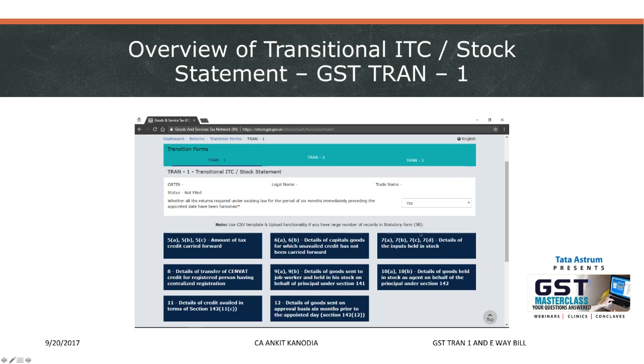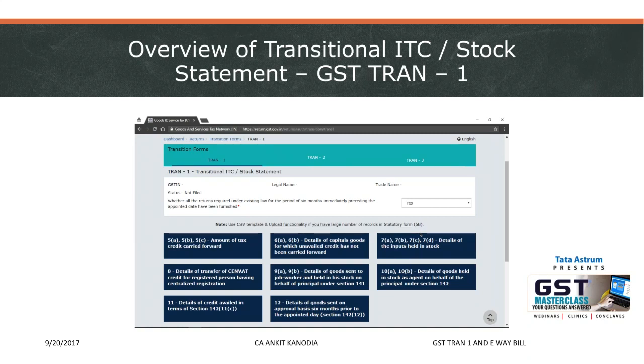Fine. So once this is there, you see there are different boxes available: 5A, 5B, 5C. This 5A is all numericals from 5 up to 12, which denote the numericals present in the hard copy of the form which was notified with the CGST rules. If the transitional rules, they had notified the TRAN 1 form. So all these serial numbers correspond to the serial number of the form. It does not correspond to the respective section.